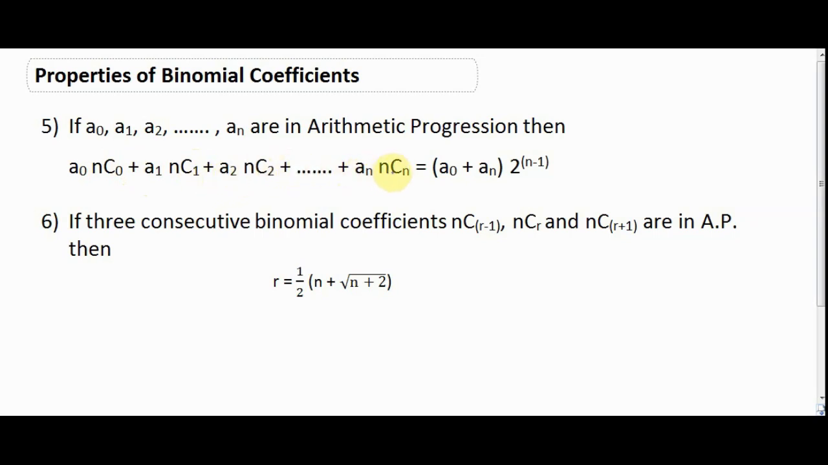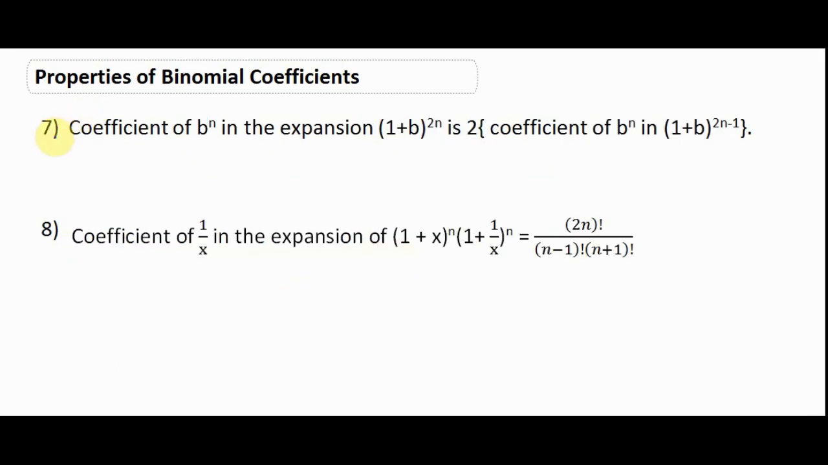an ncn will be equal to a0 plus an into 2 raised to n minus 1. Okay, now the sixth property says if three consecutive binomial coefficients nCr minus 1, nCr and nCr plus 1 are in arithmetic progression, then the r value will be equal to 1 by 2 into n plus root over n plus 2. Okay. Property number 7.